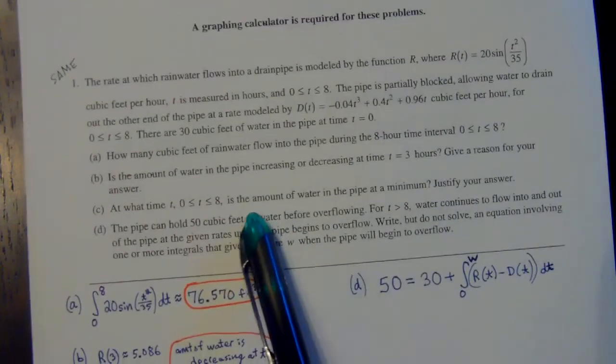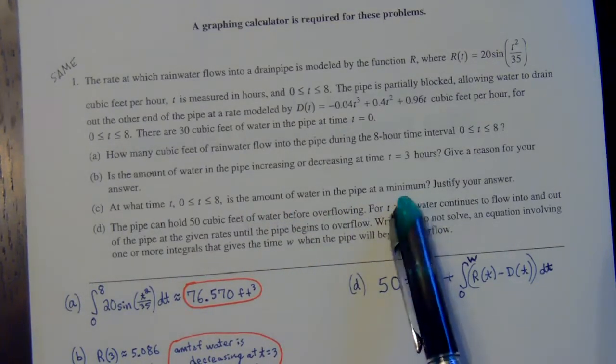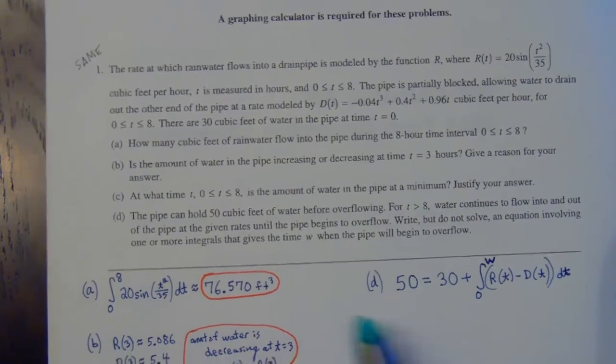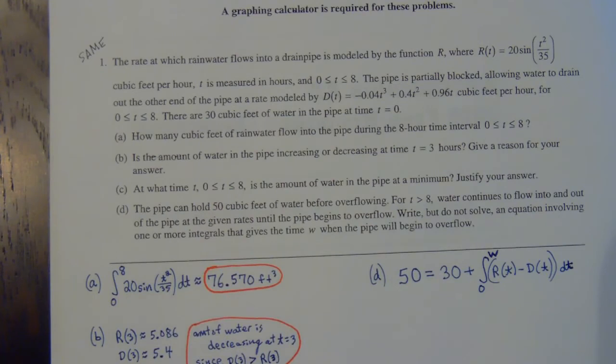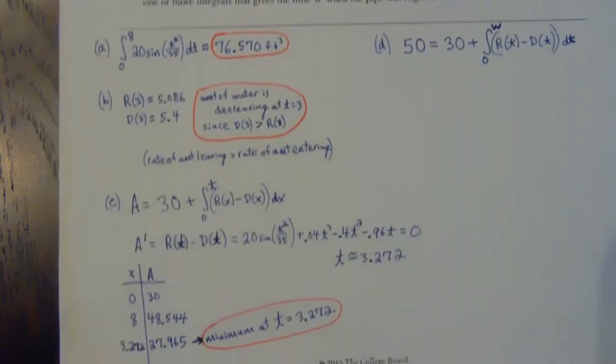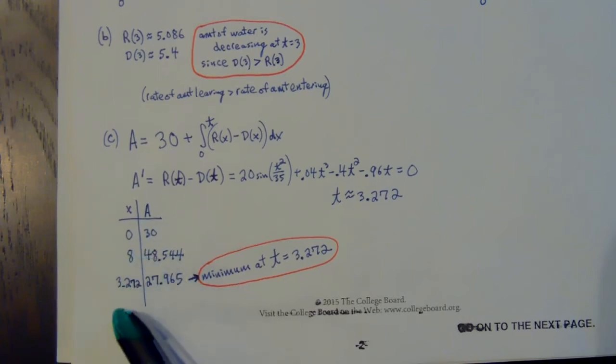Now, it says, is the amount of water in the pipe a minimum? When it gives you an absolute max or min problem, it says minimum, maximum, greatest amount, least amount, and it gives you a closed interval, they're doing a 3.1 absolute extreme problem. They're meaning for us to make an XY chart, and we're going to check the endpoints of the interval and the critical numbers. So we've got to find our equation first and then figure out our critical numbers.